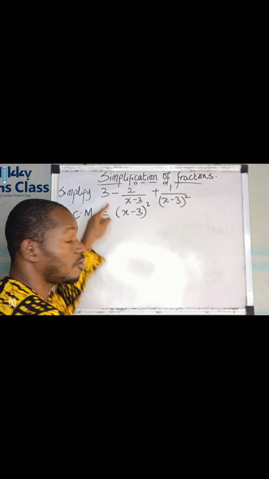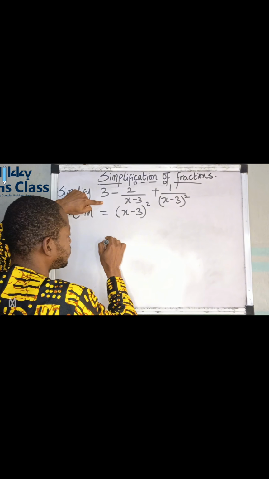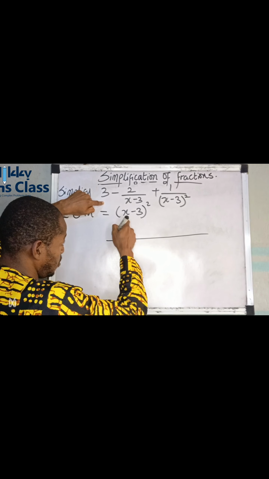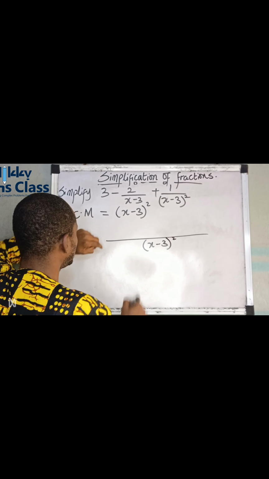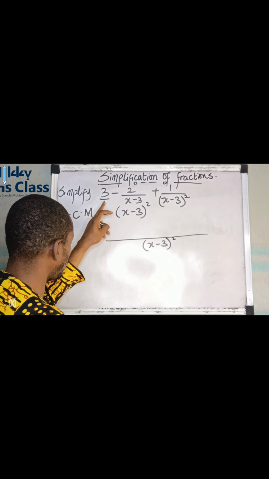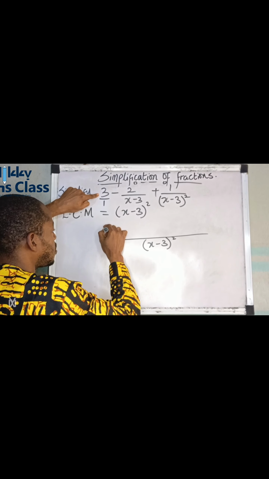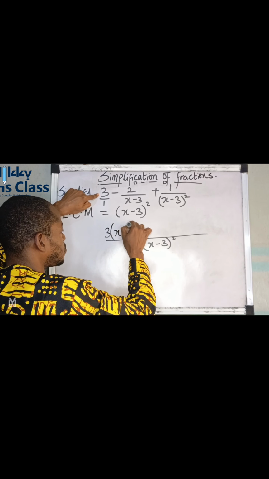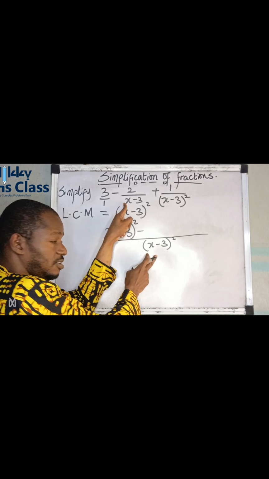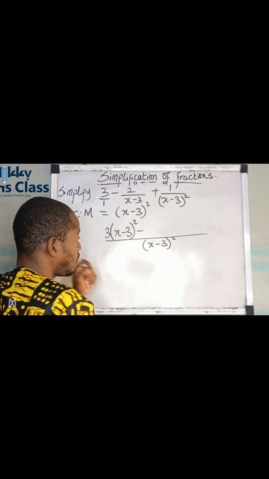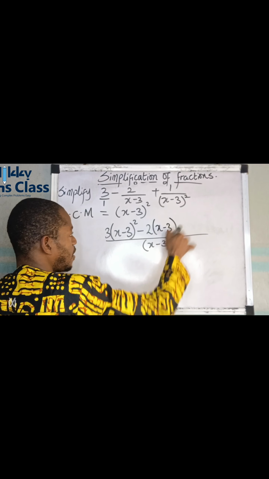So from here, this is 3 over 1. So we'll rule our line, put our LCM here, (x minus 3) all squared. So this is like 3 over 1. So 1 in this is (x minus 3) all squared, so times 3, that's 3 into bracket (x minus 3) all squared, minus (x minus 3) in this. One of them will cancel out. We are left with x minus 3. So that becomes 2 into bracket x minus 3.